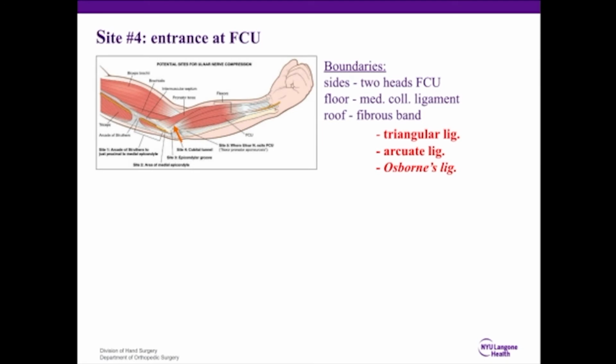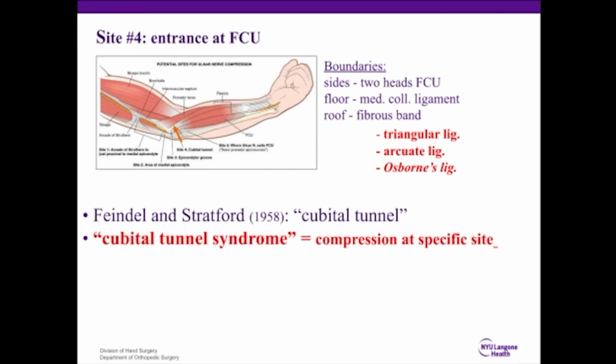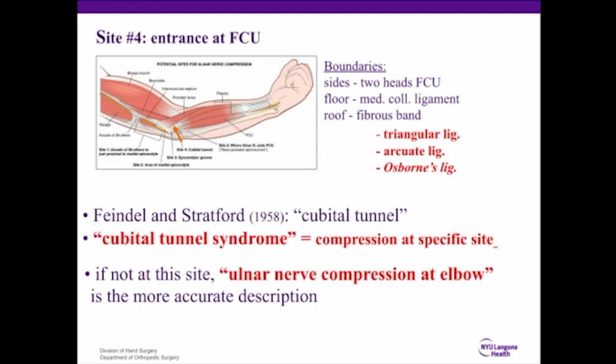Site number 4 is where the nerve enters the flexor carpi ulnaris muscle. And this is the true cubital tunnel. The roof of it is a fibrous band, which has been referred to as the triangular ligament, the arcuate ligament, or Osborne's ligament. Fidel and Stratford in 1958 used the term cubital tunnel. And cubital tunnel syndrome refers to compression at this specific site. If it's not at that site, ulnar nerve compression at the elbow is the more accurate description.